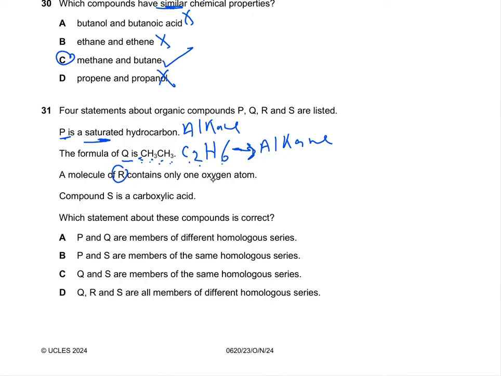Molecule R contains only one oxygen. It's an alcohol, because the alcohol functional group is OH, so it contains one oxygen. Compound S is a carboxylic acid, so it contains a COOH group.